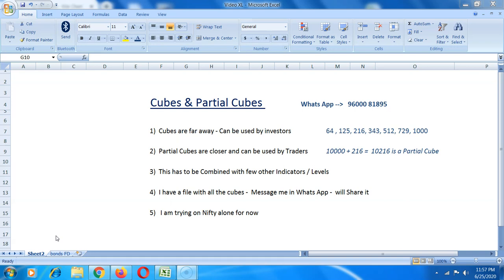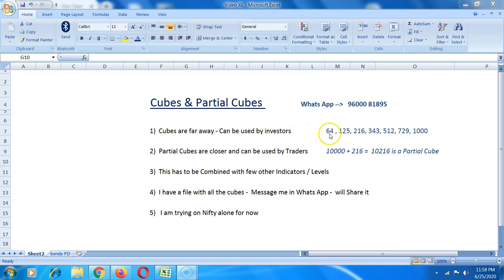In this video, I'm going to talk about cubes and partial cubes. I had earlier made a video on squares and how the Gann sequence of numbers has lots of squares in it. That's how I started following squares almost a year back. Then at some point I started looking into cubes as well. Cubes are relatively farther apart than squares, and they actually work a lot better, and can be used by investors. Partial cubes are much closer and can be used by traders.